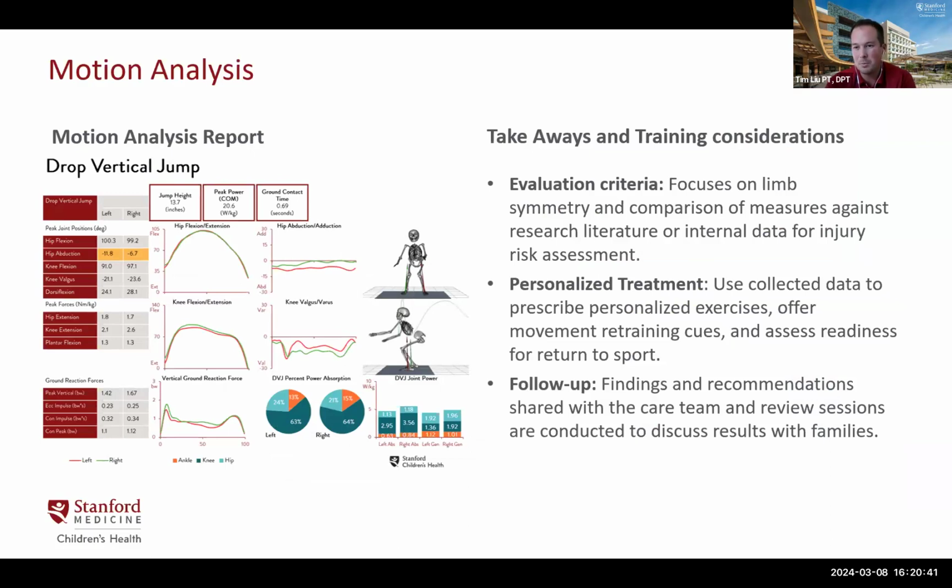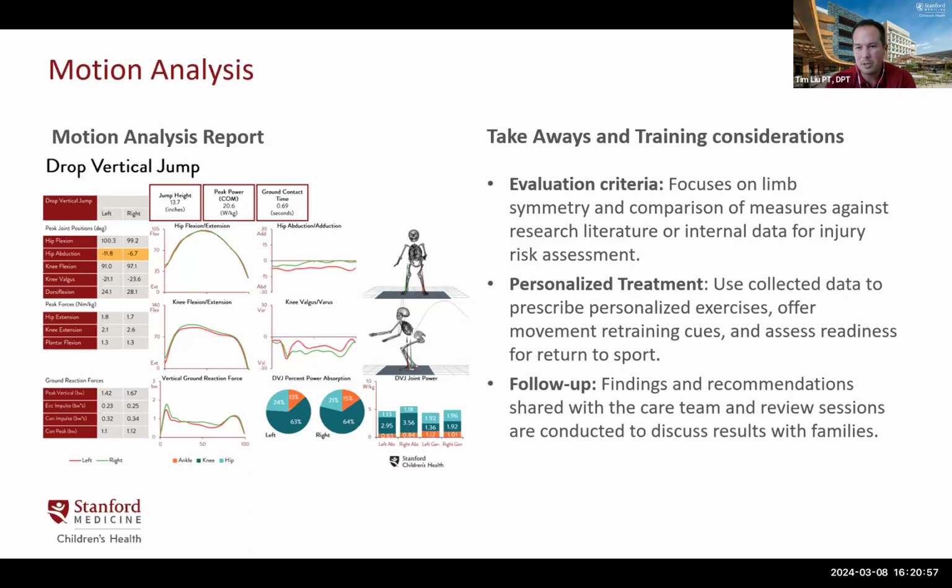And then convey that to our patients and families, but more importantly to whoever they're working with, hopefully to give some really individualized and targeted areas to improve on in terms of cleaning things up in their movement patterns a little bit, to mitigate some of these risks when they do go back to sport.